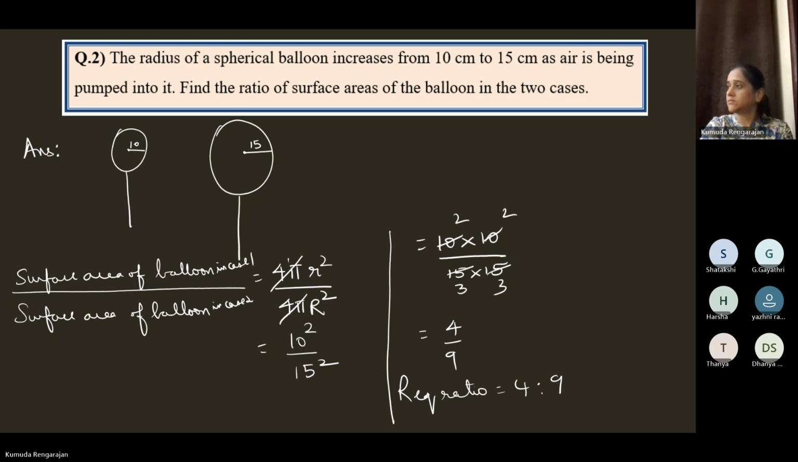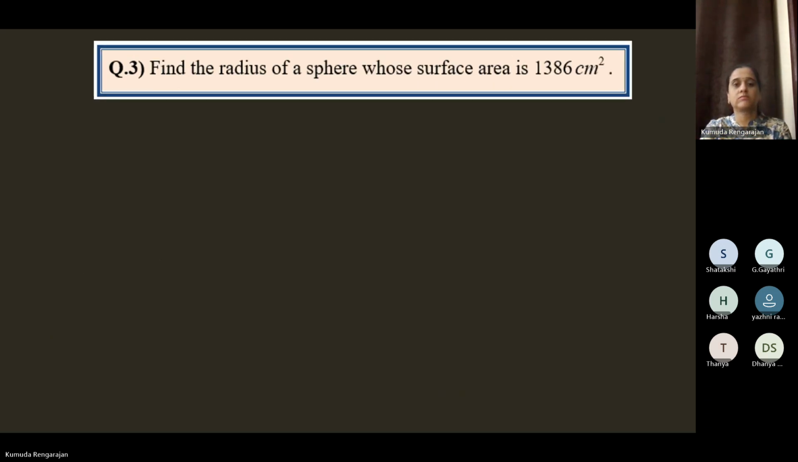Next one. Find the radius of a sphere whose surface area is 1386 centimeters square.